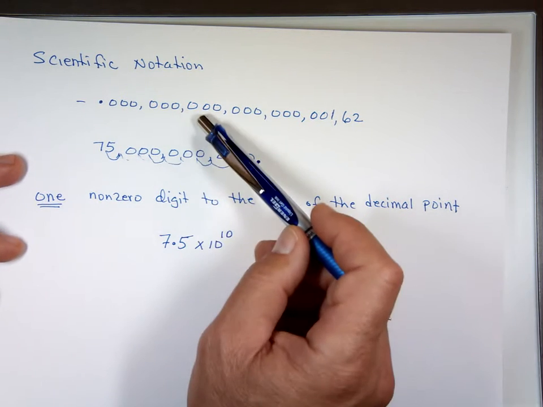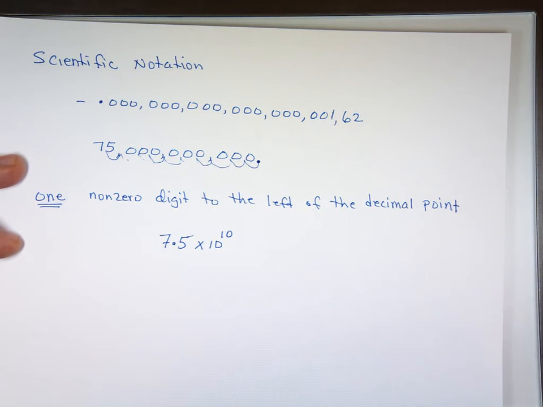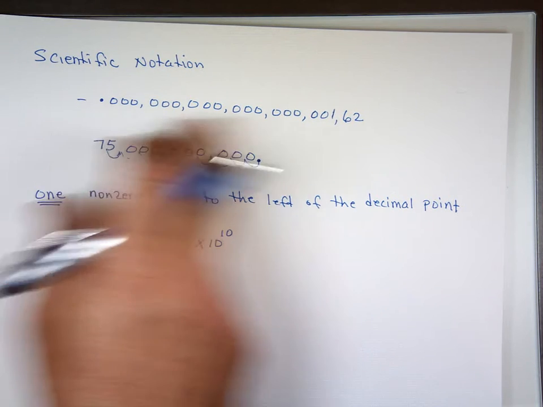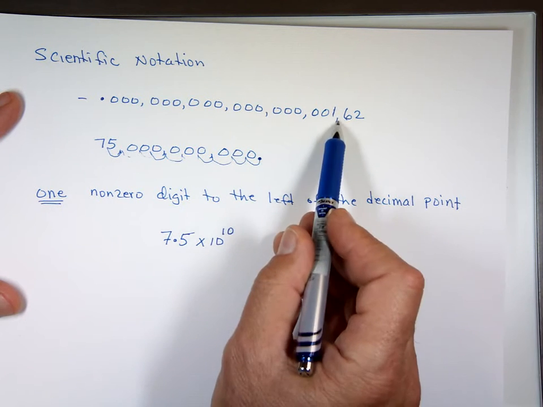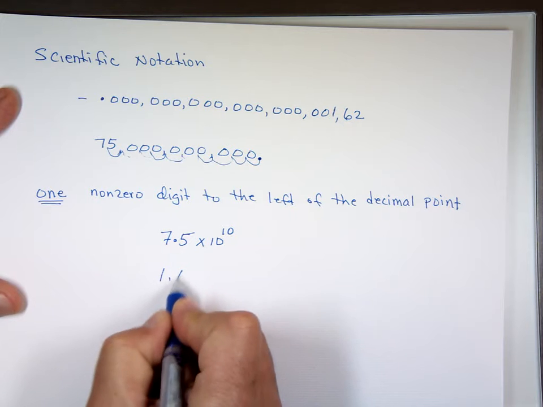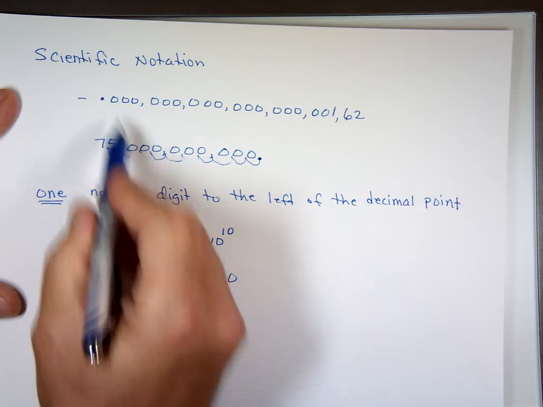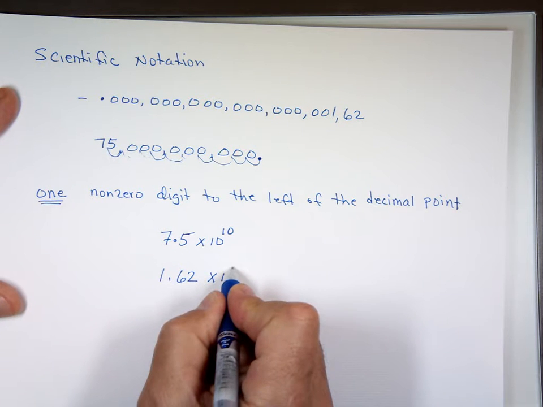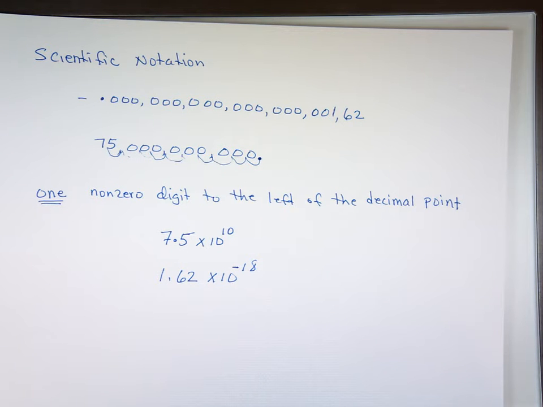Three, 6, 9, 12, 15, 18. I think I need one more zero here. I think the electron, it's all right, leave it there. I think it's 10 to the minus 19. So to write that number in scientific notation, I got to move the decimal point all the way to the right. So that would be 1.62 times 10 to the power. Since I'm moving it to the right, it has to be negative 18. I'm going to move it 18 places to the right.